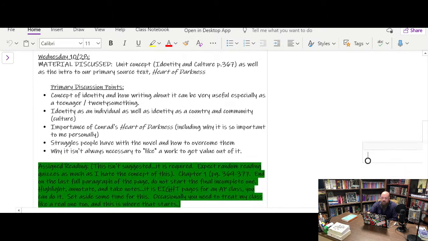Wednesday, we start our next big unit. Okay, so we've kind of looked at this chapter on what it means to be an American as a sample one. Next, we're going to move into one where the topic is identity and culture. And the source text is Heart of Darkness, which is one of my favorite books, if not my favorite book.